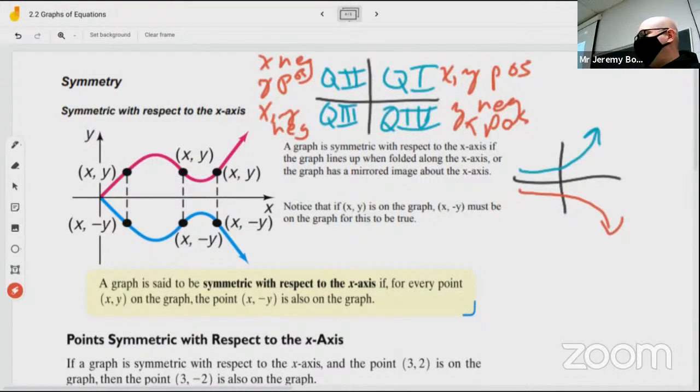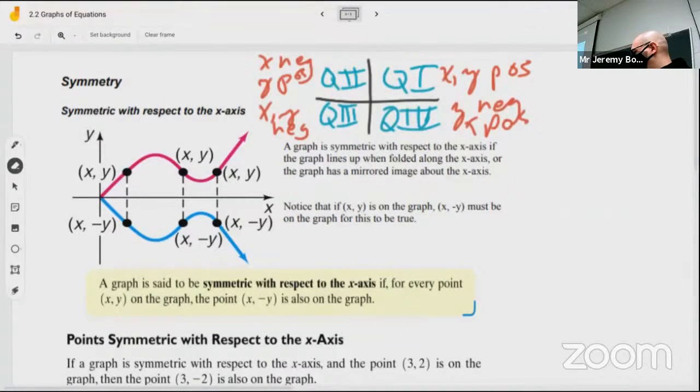If you think about it, the reason is because whatever's up here has to have a mirror image down here, right? So if you have a point here, the x is going to remain the same, but you need a different y. Because y is positive up here, y is negative down here. Same thing in quadrants 2 and 3, which we can look at in an example a little bit. Any questions on that?